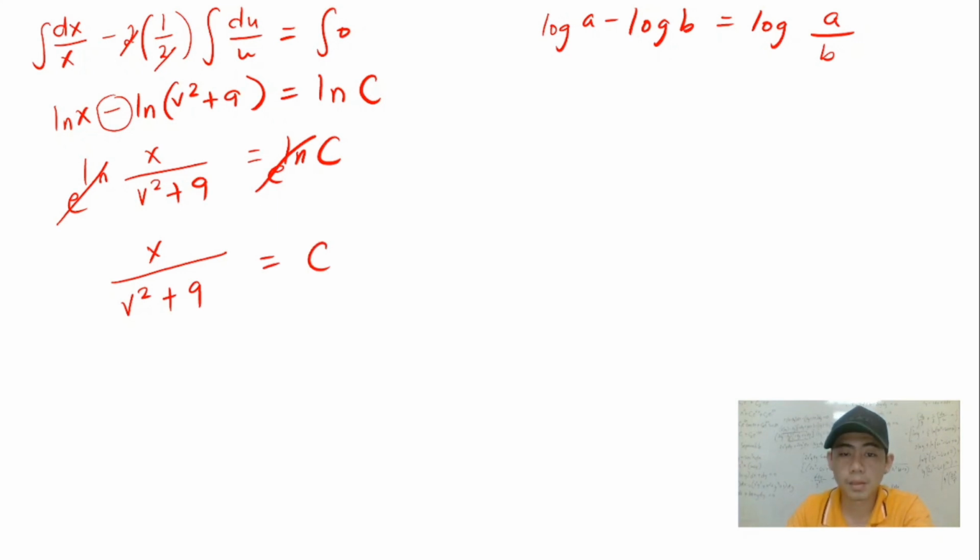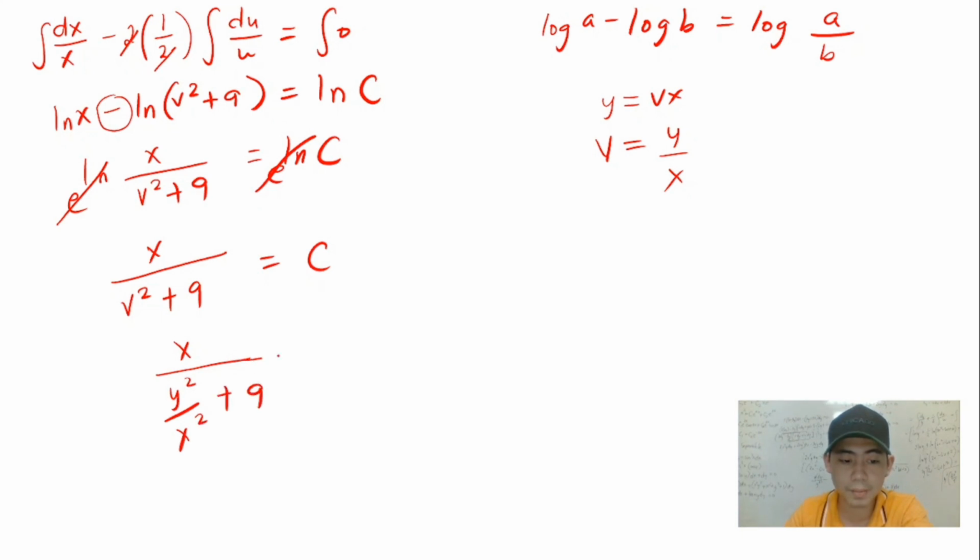Okay? But, this will not be a final answer, mga lodi. Bakit? Kasi, again, kailangan natin siya ibalik sa original given variables niya. Okay? So, again, ang ginamit natin dito is si y dy. So, y is equal to vx. Therefore, v is equal to y over x. Okay? So, therefore, x over y squared over x squared plus 9 is equals to C. Okay? So, this will be the final answer.